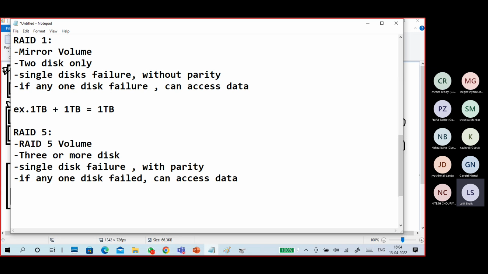But what is the difference between RAID 1 and RAID 5? RAID 5 has parity, RAID 1 doesn't have parity. It means if a disk fails, I remove the disk and replace it, and the data is automatically created on the new disk. Okay. Size example: 1 TB plus 1 TB plus 1 TB, you get 2 TB.